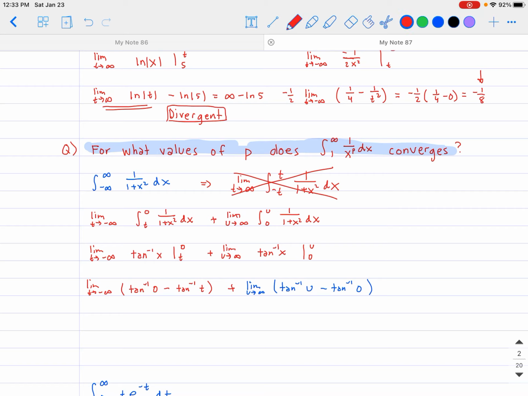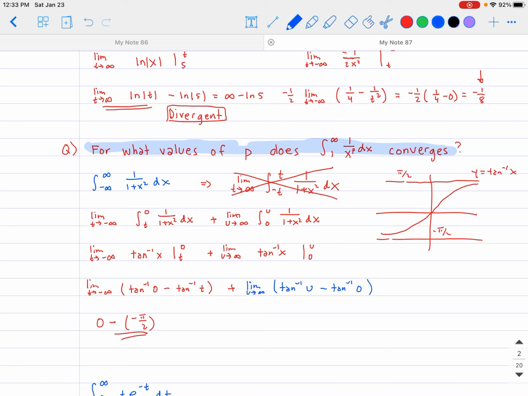In the first piece, tan inverse of 0 is equal to 0, so that's easy enough. And then minus, for the other part, limit as t approaches negative infinity of tan inverse. What happens when tan inverse goes to negative infinity? That is going to go to negative pi over 2, because if you recall, the tan inverse graph looks something like this. So y is equal to tan inverse of x. Over here, that is going to be pi over 2, and over here, that's going to be negative pi over 2. So that's where this negative pi over 2 comes in.